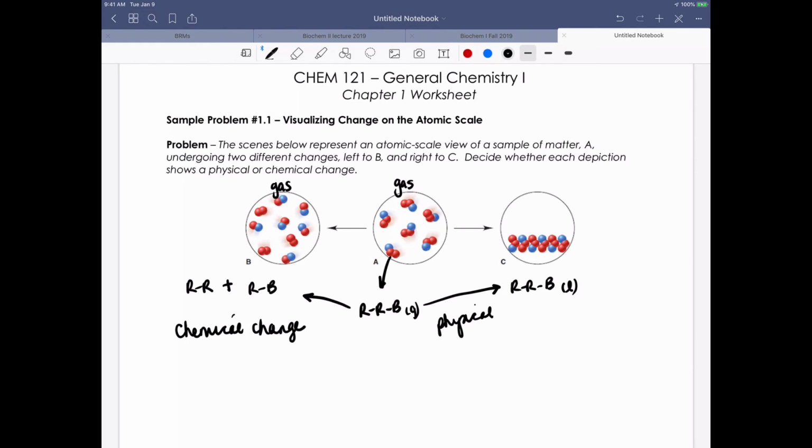And again, that physical change, going from a gas to a liquid or a gas to a solid, we'll learn about in future chapters. But again, this molecular scene problem highlights that we see both chemical changes and physical changes.